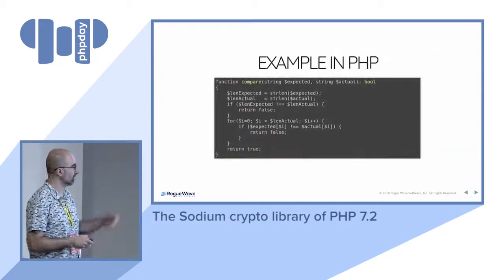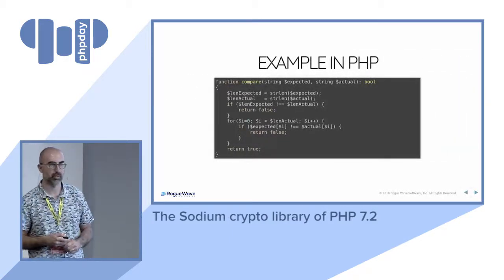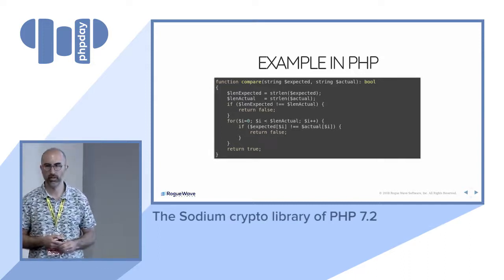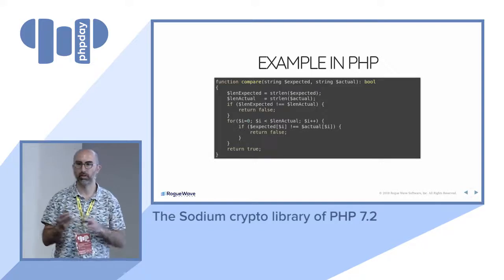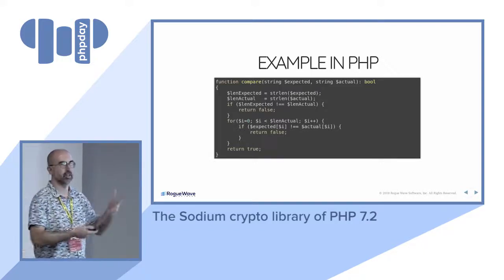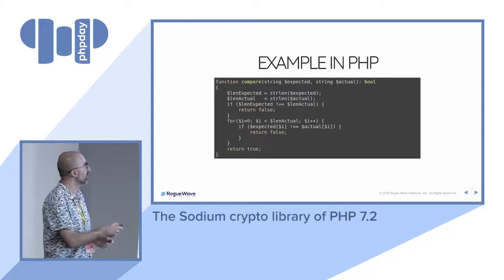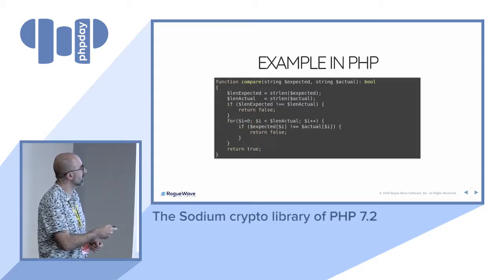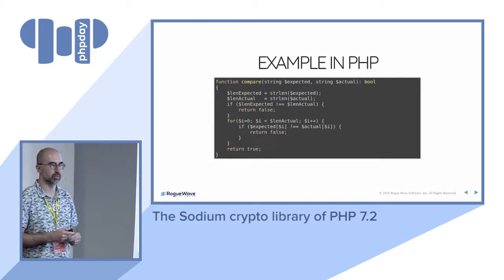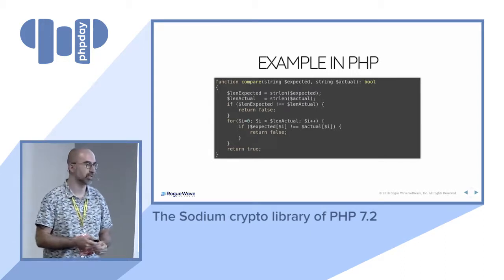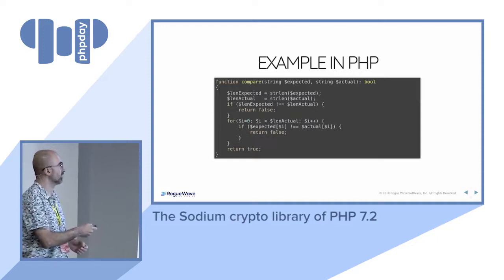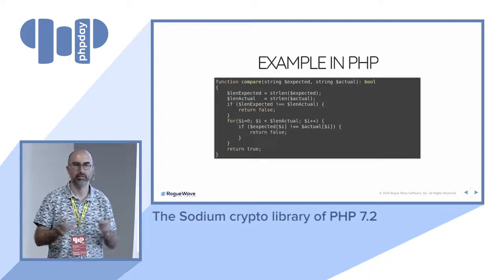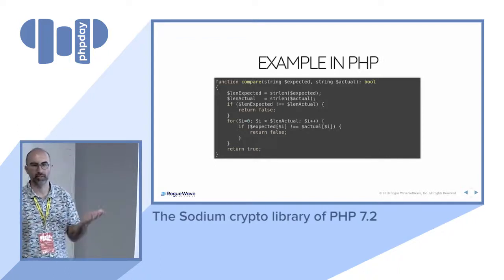So let me give you an example in PHP. Imagine that you have to write a function to compare two strings to check if they are equal or not, right? This is a very straightforward implementation. You have the two strings to compare. You start by getting the size of the two strings. If the sizes are different, basically you can return false, because you're checking two different things with different sizes, so for sure they are not equal, right?